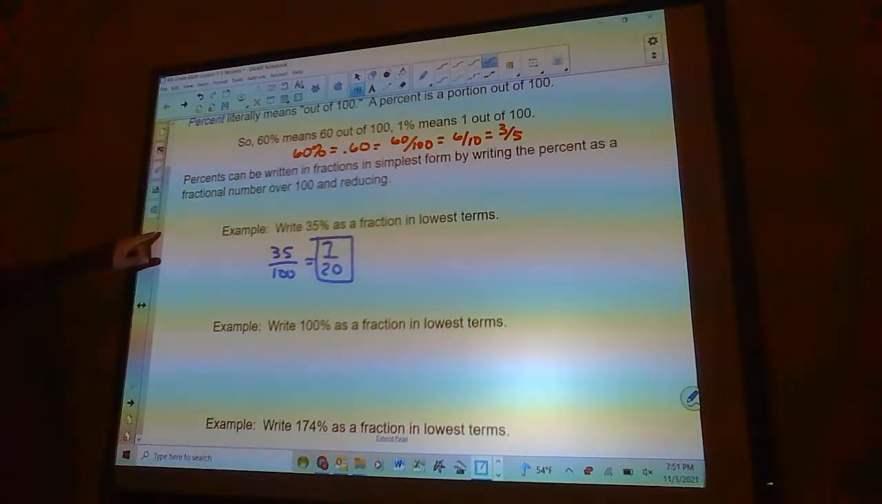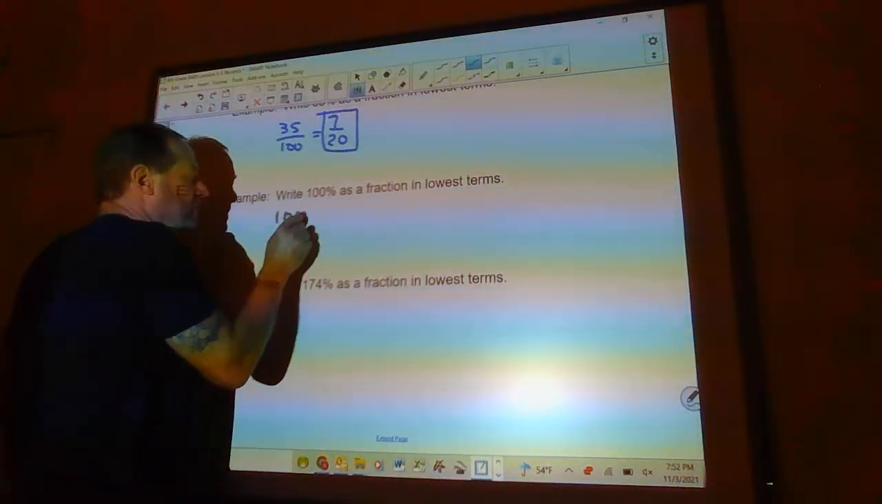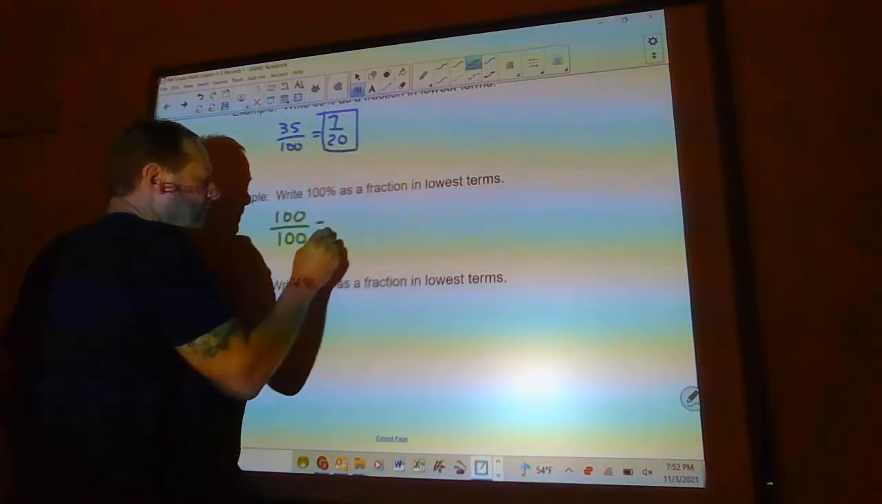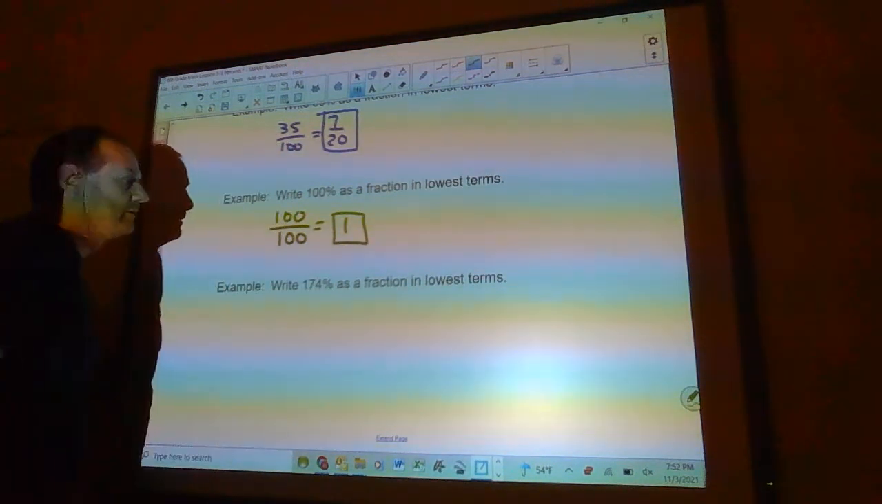Write 100% as a fraction in lowest terms. For that one, we would write 100 out of 100, which would reduce to 1. So 100% is just 1.